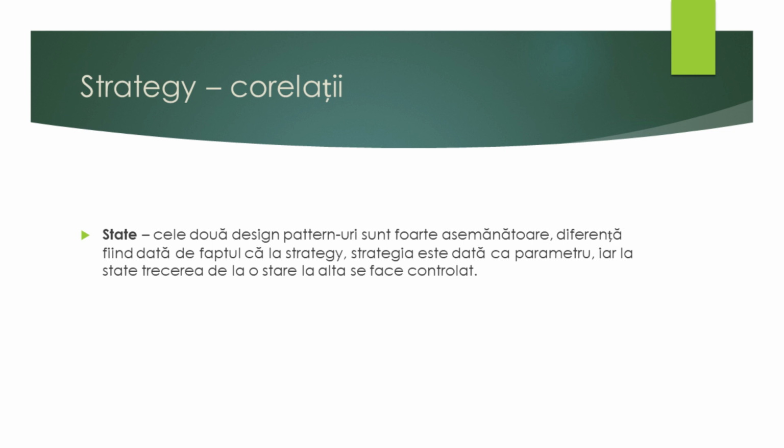Got it. The control mechanism is the key difference. Strategy is external selection. State is internal state driving behavior. Exactly. The context in strategy uses a strategy. The context is in a state in the state pattern. Okay, that clears things up.